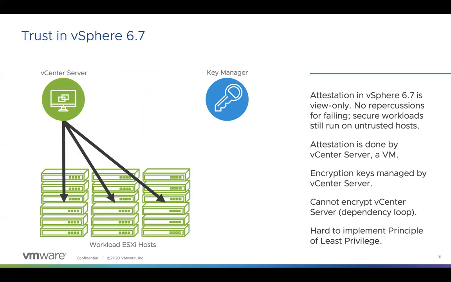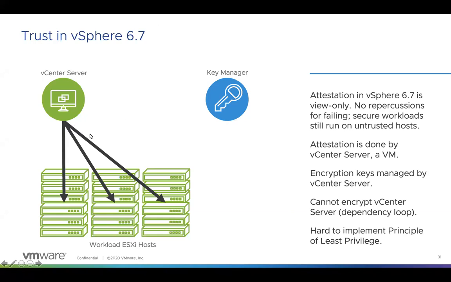The other thing I mentioned in the very beginning is vSphere Trust Authority. If you remember in 6.7, attestation is done by vCenter Server, so it's done by a VM. Encryption keys, everything is managed by vCenter Server. That means you cannot encrypt vCenter Server, because it leads to a dependency loop. If you want to encrypt something, it is done via vCenter Server, and the keys are saved as part of vCenter Server. So you can't encrypt the vCenter Server.